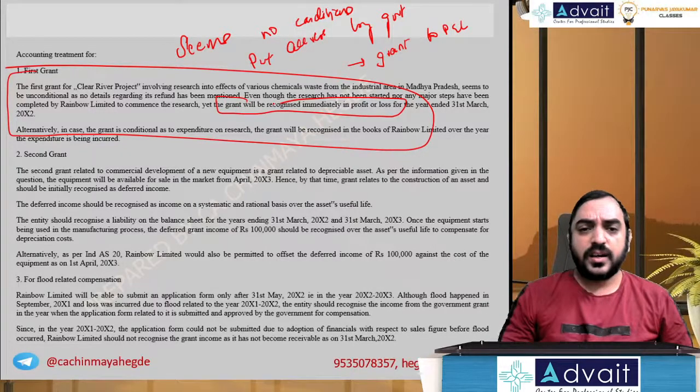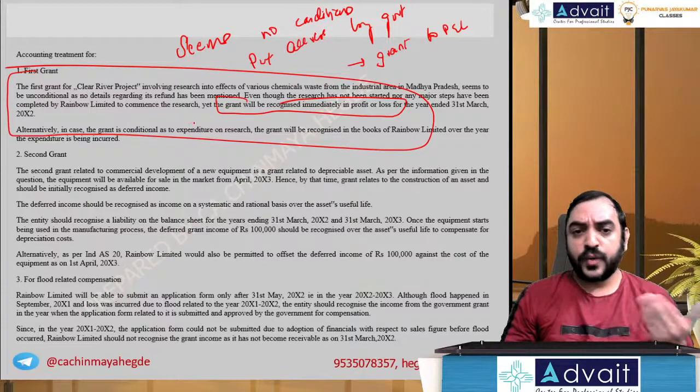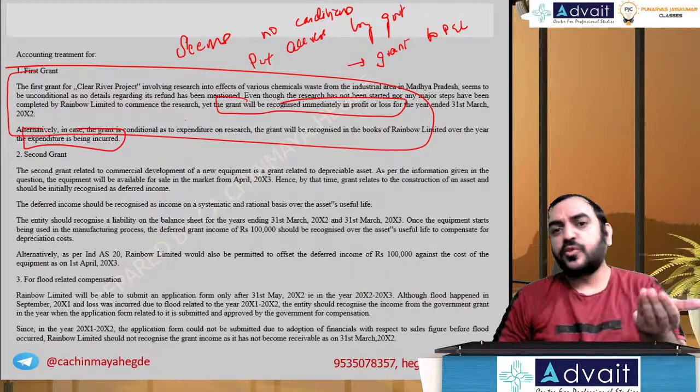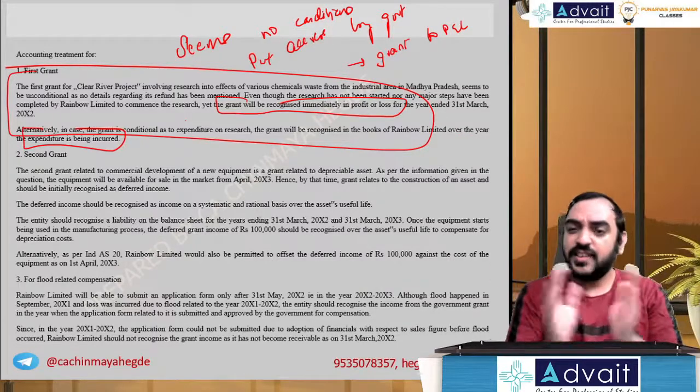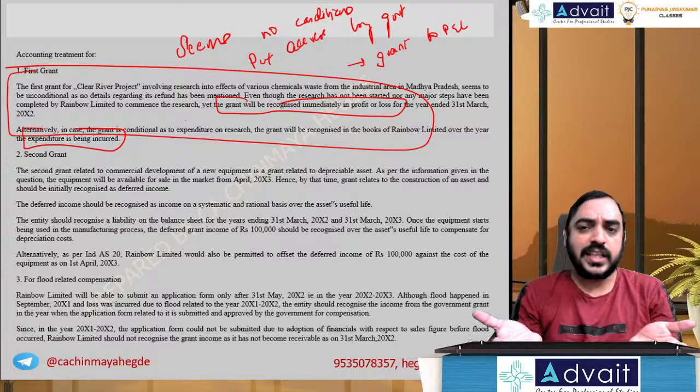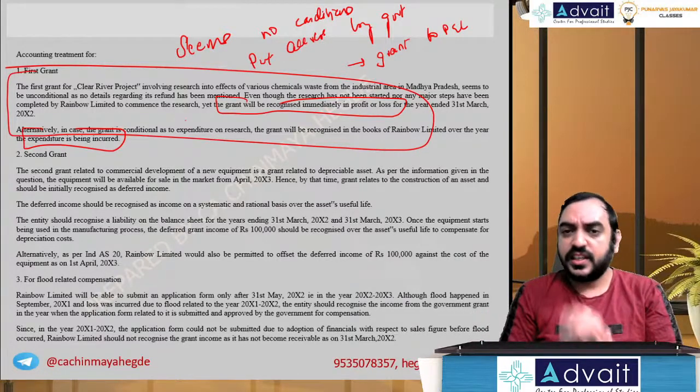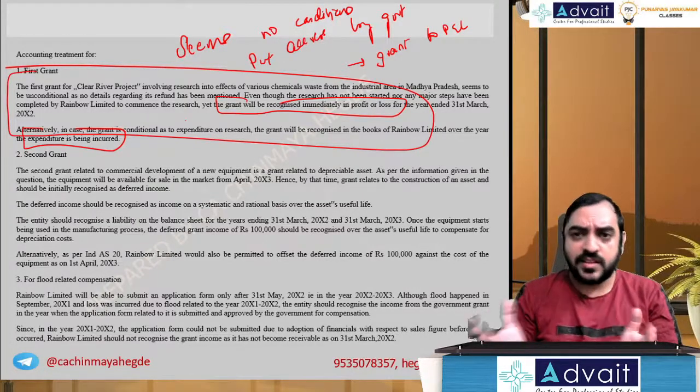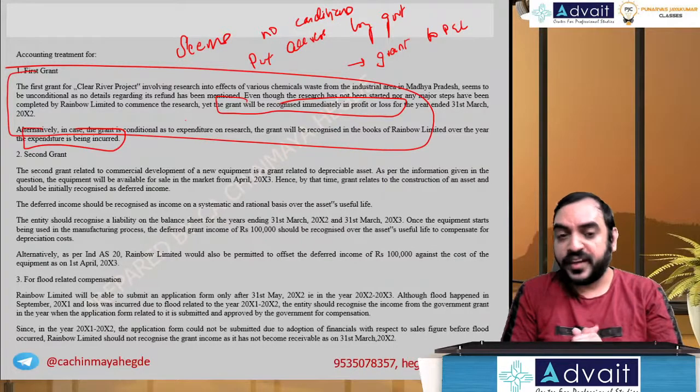Alternatively, you can also do related to expenditure, recognized over the years of expenditure being incurred. So when you are expected to incur the expenditure, you can recognize the grant alternatively. But in this case, I would recommend go with the first case. That is, since no conditions attached, taken to P&L account immediately.